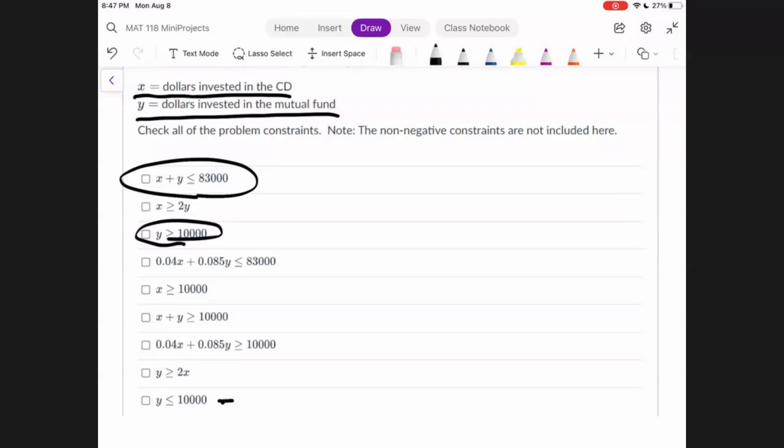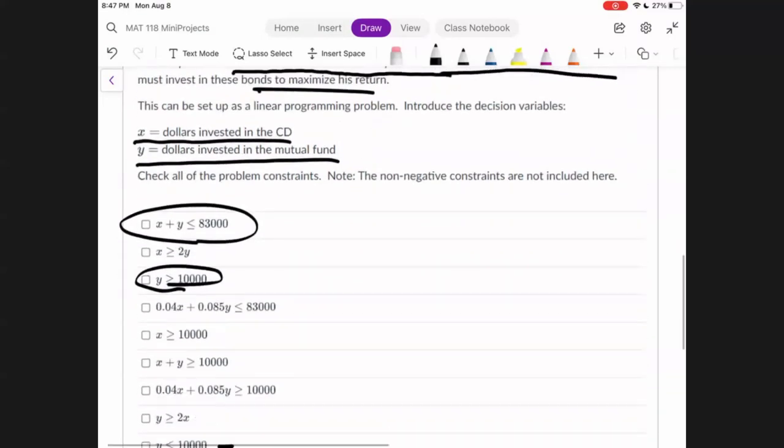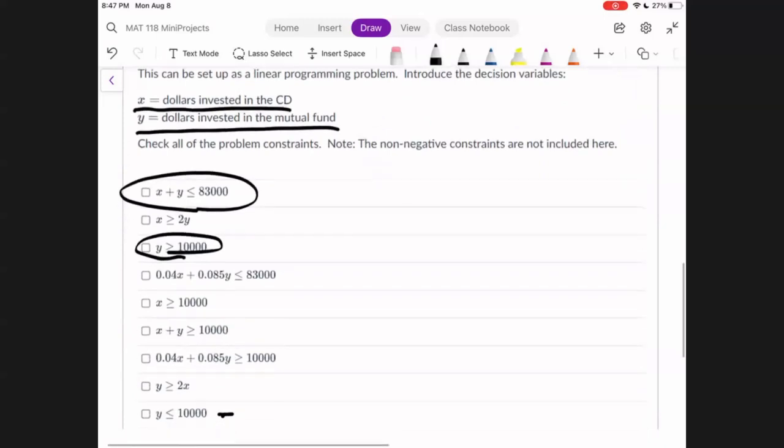If you're thinking about this one, that means it has to be the most or the maximum I can invest is 10,000. Okay. And last but not least, I need 2 times as much money in the CD. So if X is the CD, then 2 times Y would give me the amount of the CD, right? Because I want double the amount of money in the CD as in the mutual fund. You want to think. So you have 2 options here. This one down here would say the mutual fund is double the amount of the CD, which is not what we're saying. So it just so happens that all my answers are up here.